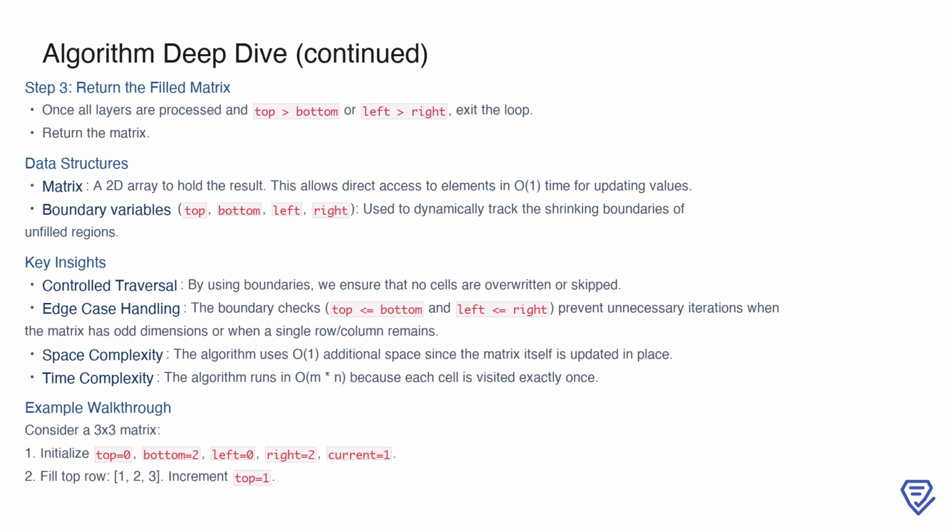Additionally, the boundary checks prevent unnecessary iterations, which is especially important for edge cases like matrices with odd dimensions or single rows or columns. In terms of complexity, the algorithm operates in O(m*n) time, as each cell is visited exactly once. It also uses O(1) additional space since all updates are made directly in the matrix itself.